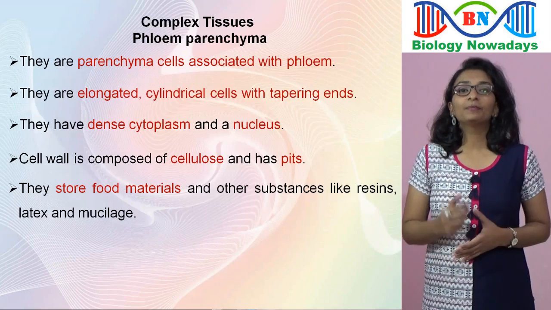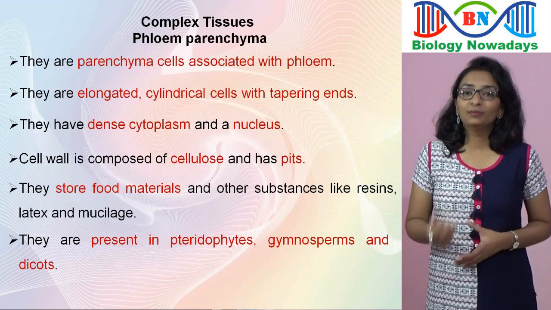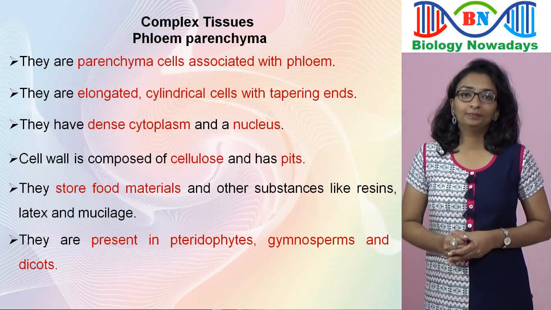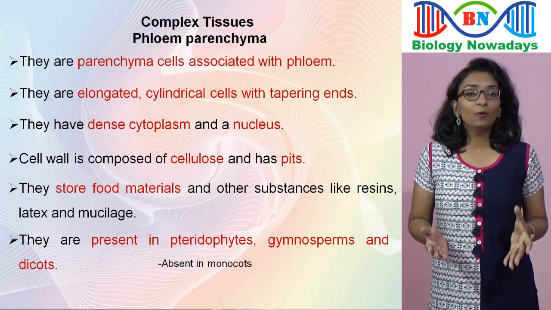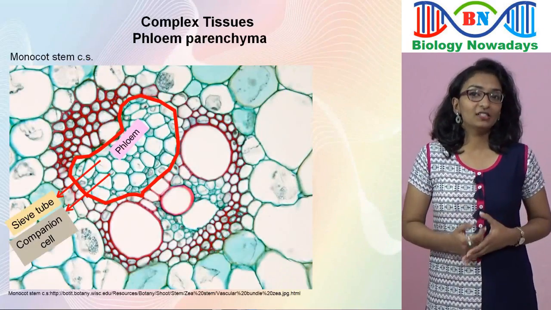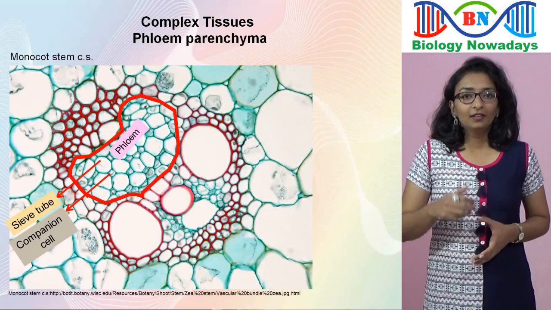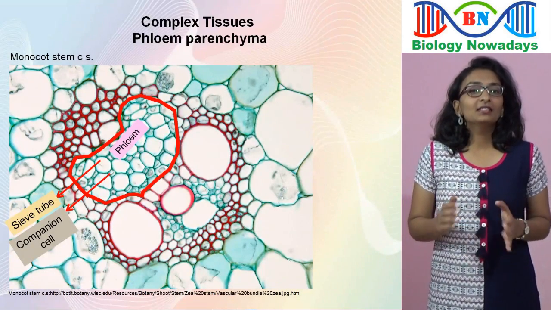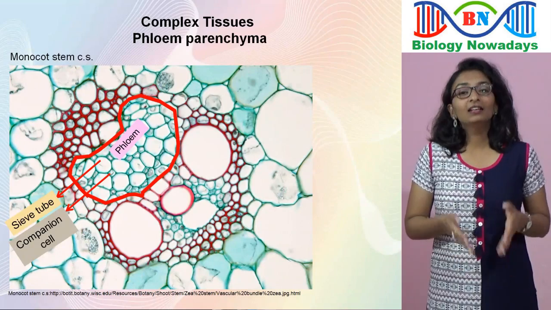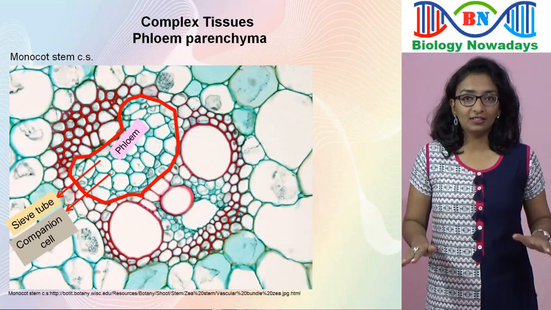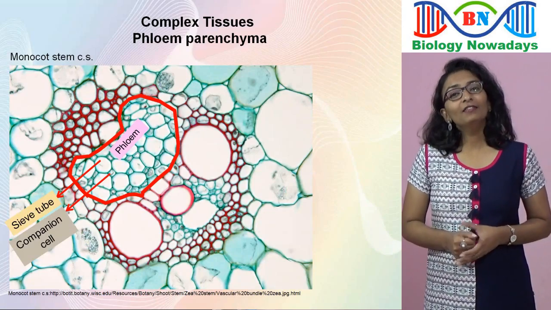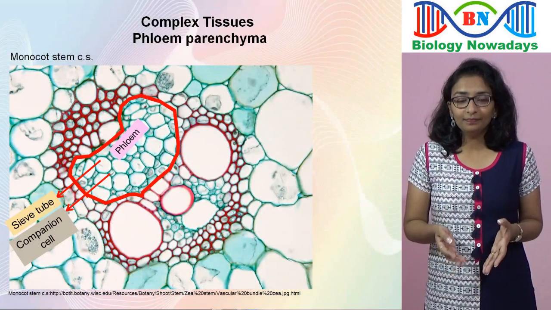Phloem parenchyma is present in pteridophytes, gymnosperms and dicots. It is absent in monocots. We already saw how phloem is arranged in a monocot stem. Phloem in monocot stems consists of only sieve tubes and companion cells. Phloem parenchyma cells are absent here. Shall we have a look at the phloem in dicot stem?